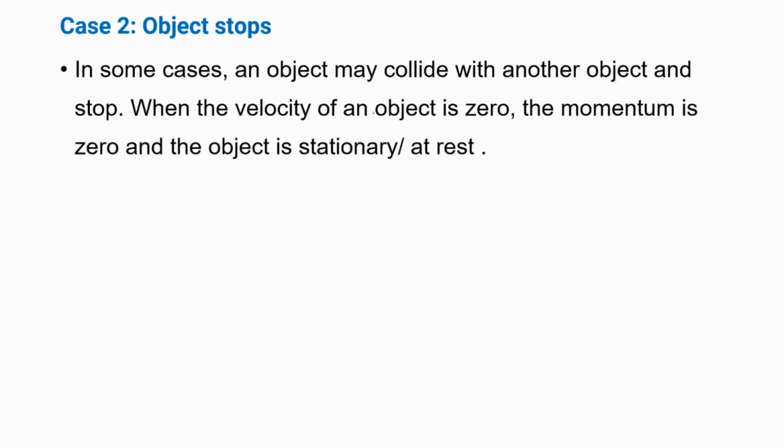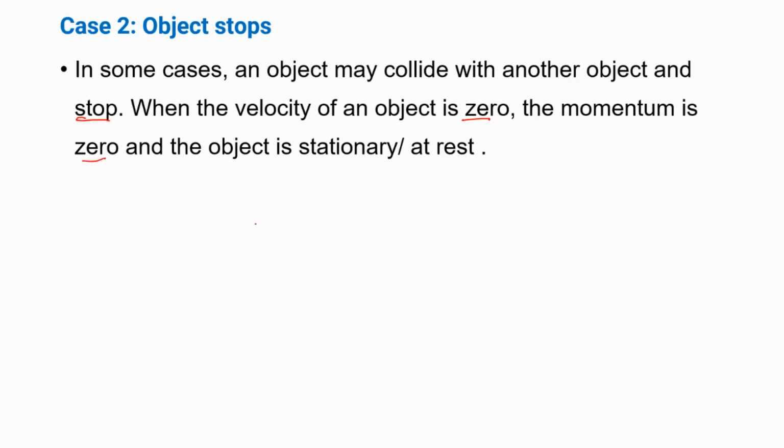Right, let's look at the next case. In some cases, an object may collide with another object and stop. When the velocity of an object is 0, so if the object has stopped, then its velocity is 0, then the momentum is also 0.